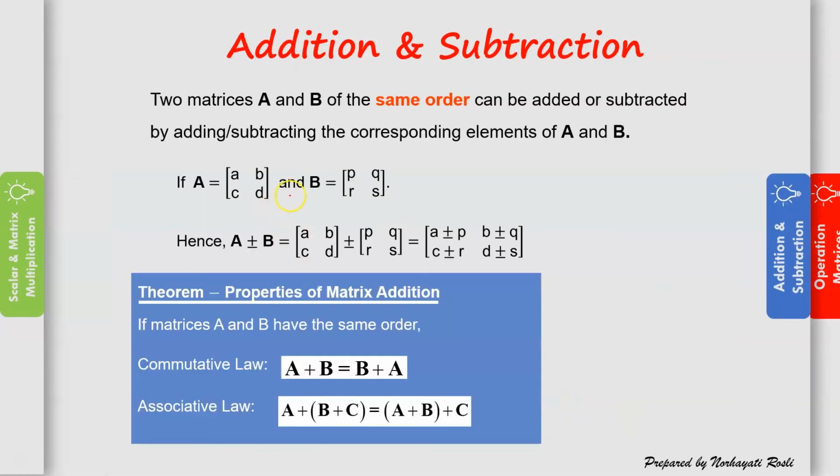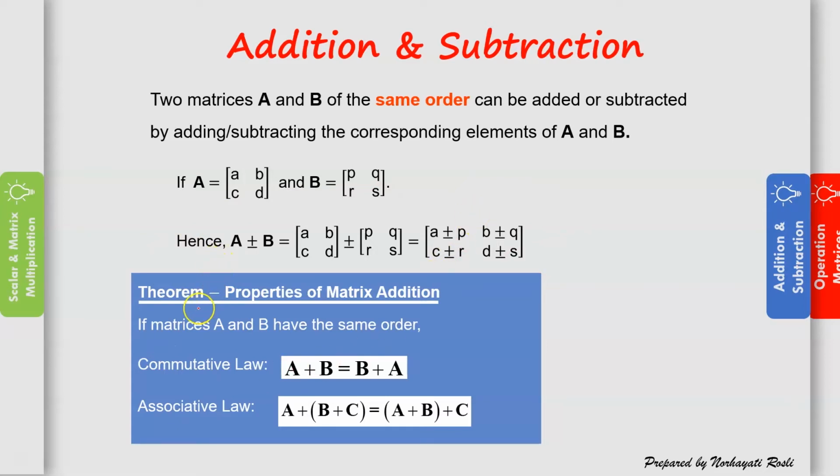Then we go to the addition and subtraction of the matrix. We have the concept here: two matrices A and B of the same order. What does it mean by same order here? Means that it has the same dimension. We can add or subtract by adding or subtracting the corresponding elements of A and B. Means that this is like the first concept and the second concept that you have learned in the previous slide.